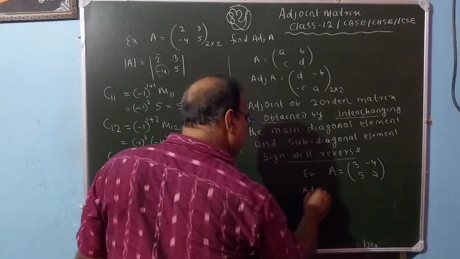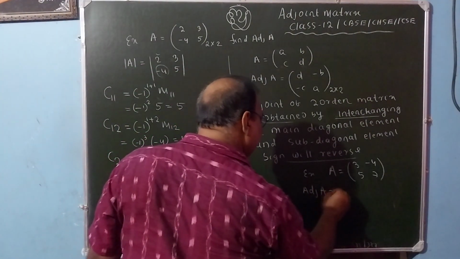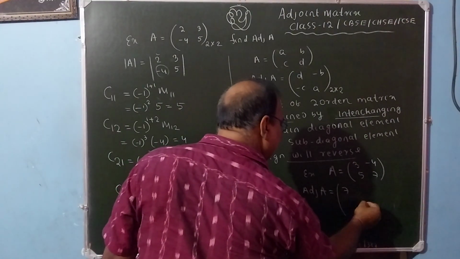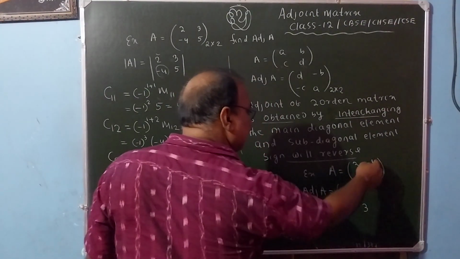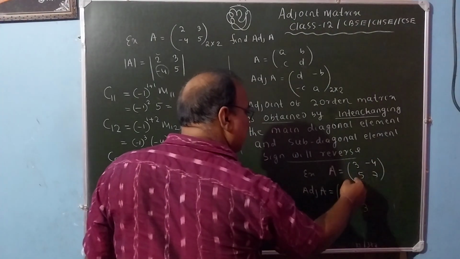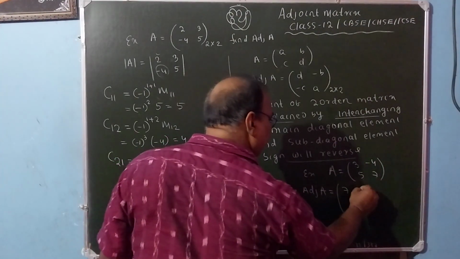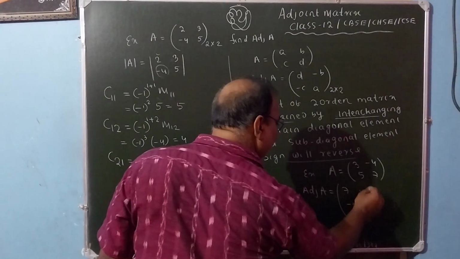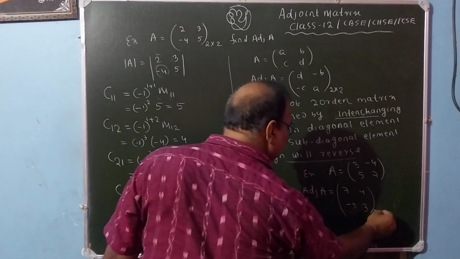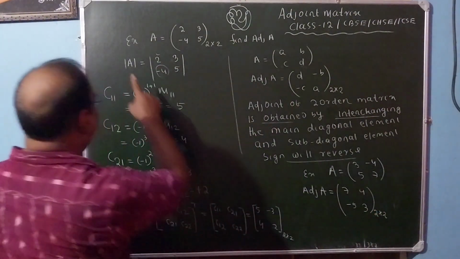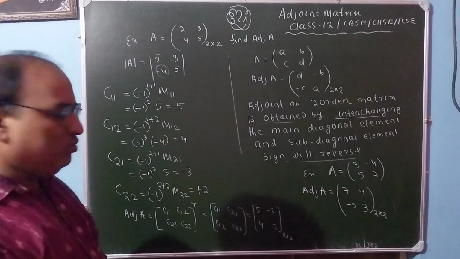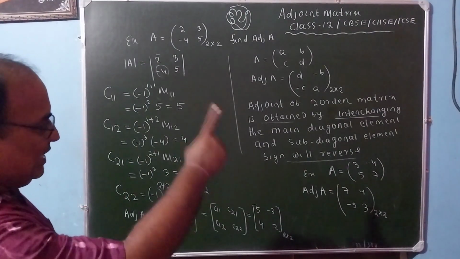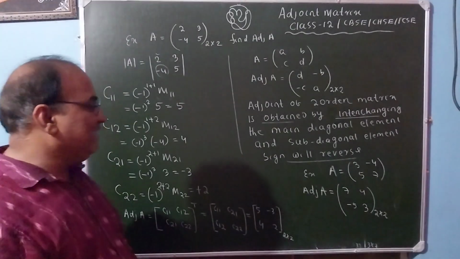So write down adjoint of A obtained by interchanging the main diagonal element. Here it is 7, here it is 10. Changing the subdiagonal element sign. Here it is minus 4, so it will become 4. Here it is plus 5, then it will become minus 5. So directly you have to write down in this manner, instead of finding out C11, C12, C21, C22. Okay, directly you have to write in this manner.